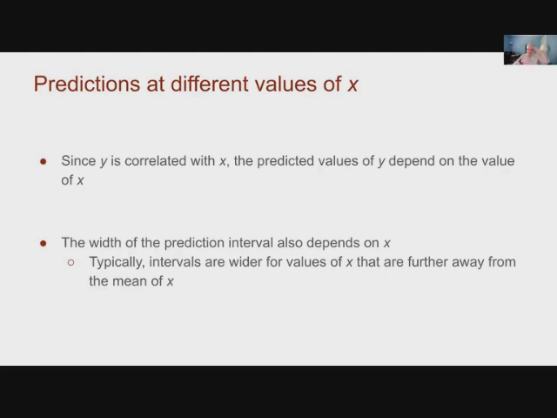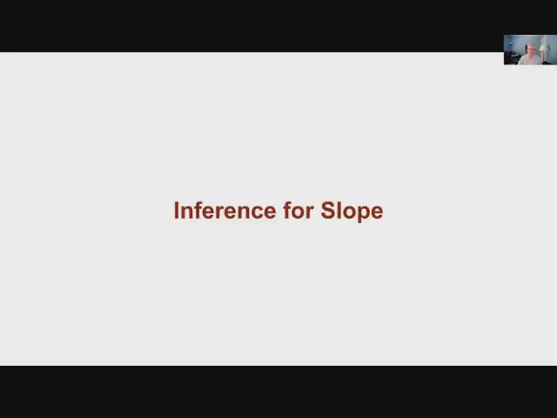So the prediction interval you're going to have actually varies on where x is. It turns out that linear regression models tend to be better predictors at or near the mean. They have less range. And as you go further away from the mean, you have greater variability in your predictions. Any questions so far?